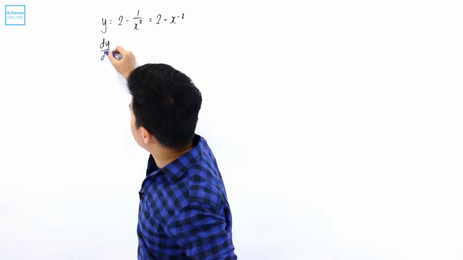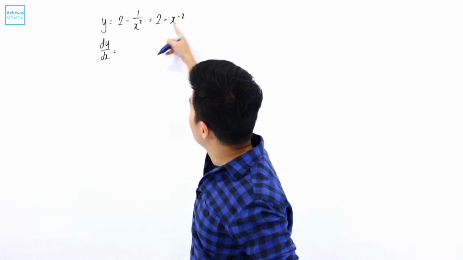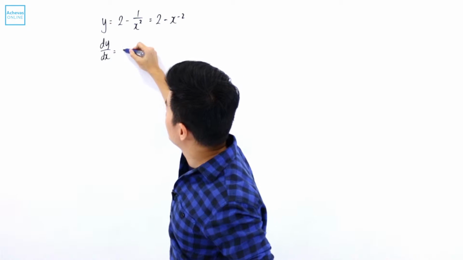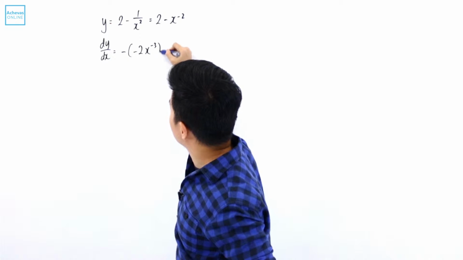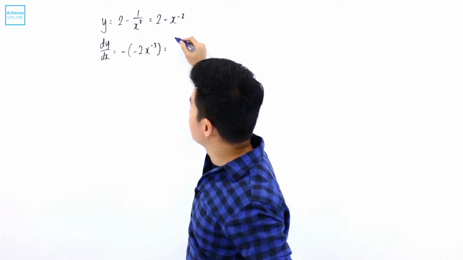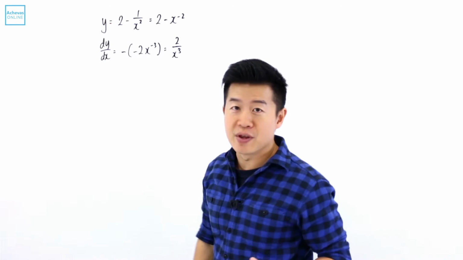dy/dx is going to be equal to, if I differentiate 2, it is 0. So I just need to differentiate this portion, which is minus of minus 2 x to the power of minus 3, which means that dy/dx is equal to 2 over x to the power of 3.